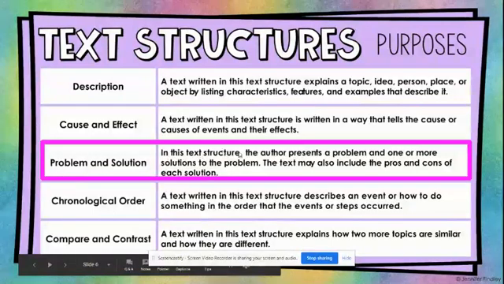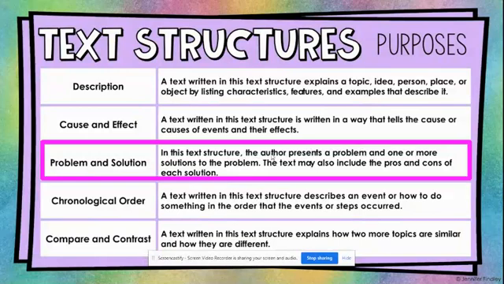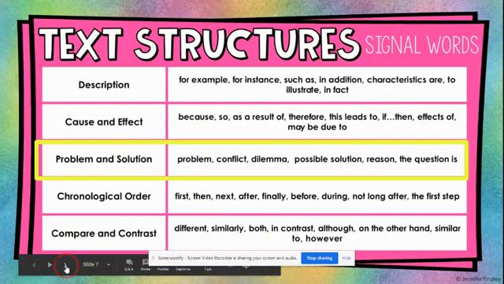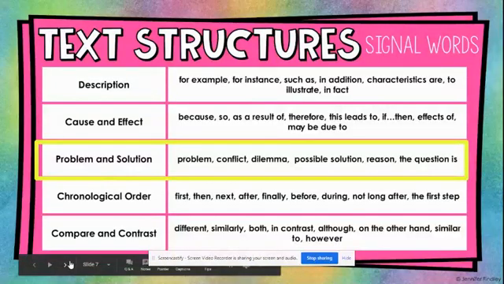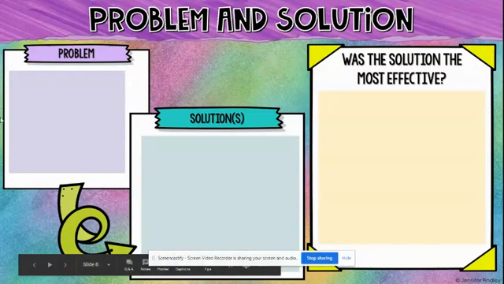I'm looking right here in this text structure. Author gives a problem and they could have one or more solutions to the problem, and they could give pros and cons. So problem, conflict, dilemma, possible solution, reason. The question is. Those are some different ones. Okay, so problem, solution or solutions. You can list multiple ones here. And what was the most effective solution if there's more than one?